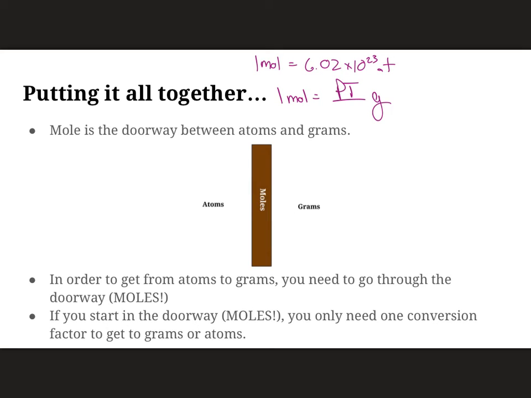Sometimes you just need one of them. Sometimes you need both of them. So if we're going to go between atoms and grams, we're going to need both of them. There's no new relationship that goes from atoms to grams. You can kind of think of moles as the only doorway that allows you to get from one to the other.